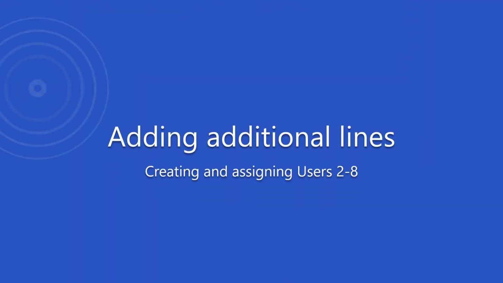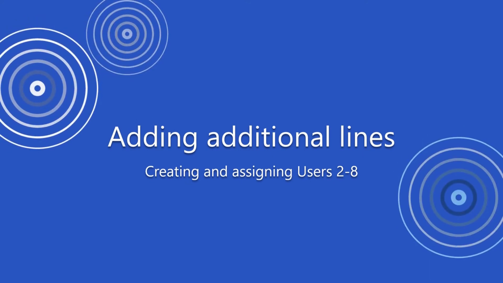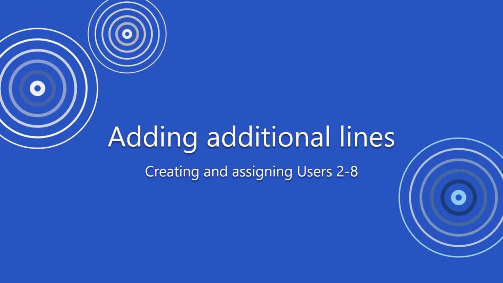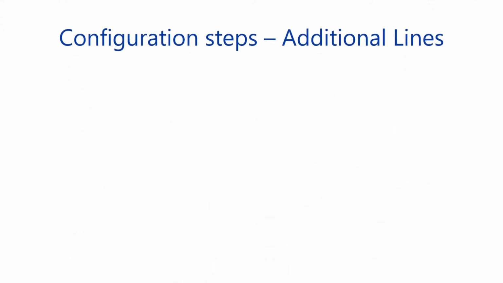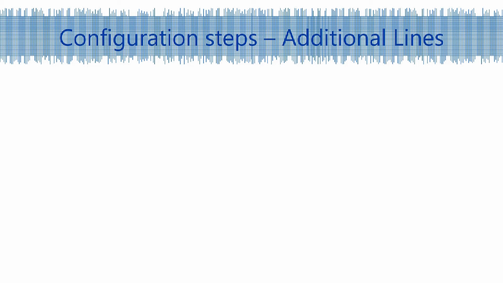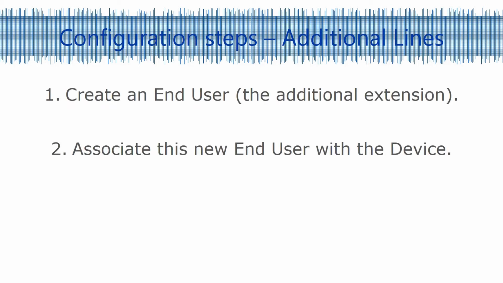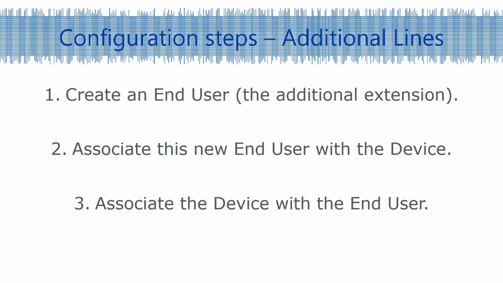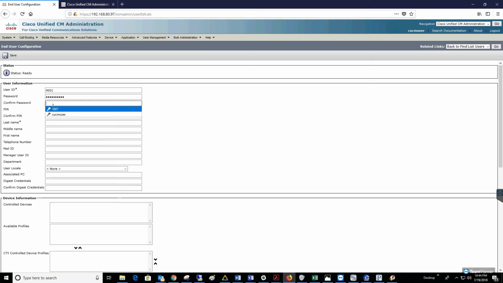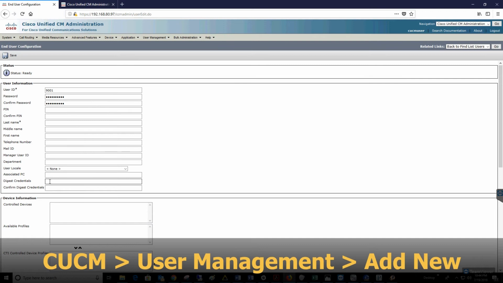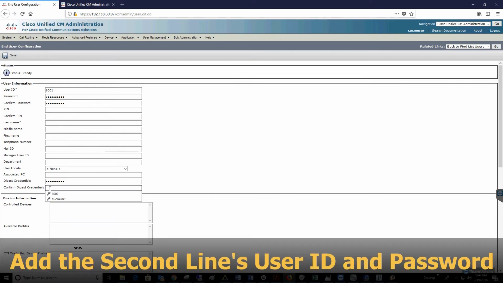Now what we want to do is we want to add the additional lines 2 through 8, as many or as few as you need in that range. So to do that is a little more tricky. We have to create an end user, 9001, 9002, whatever, associate that with the device, associate the device with the end user, and the important part is to remember that the LQ is going to need to be rebooted after we add these additional users. That's a Cisco thing that's required.